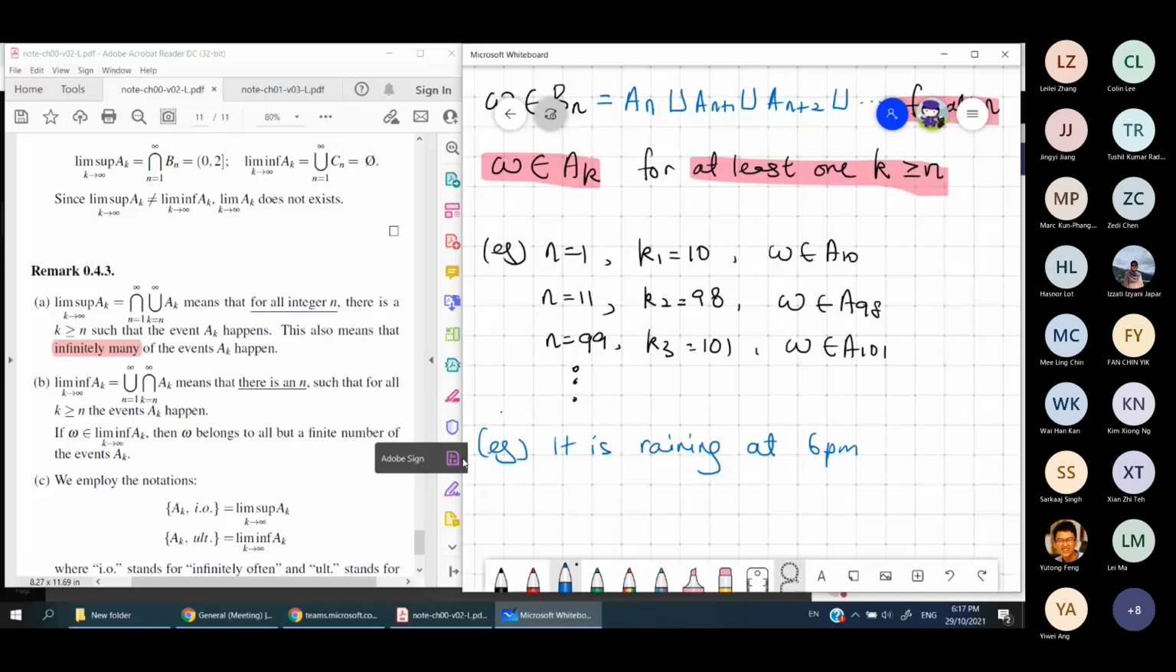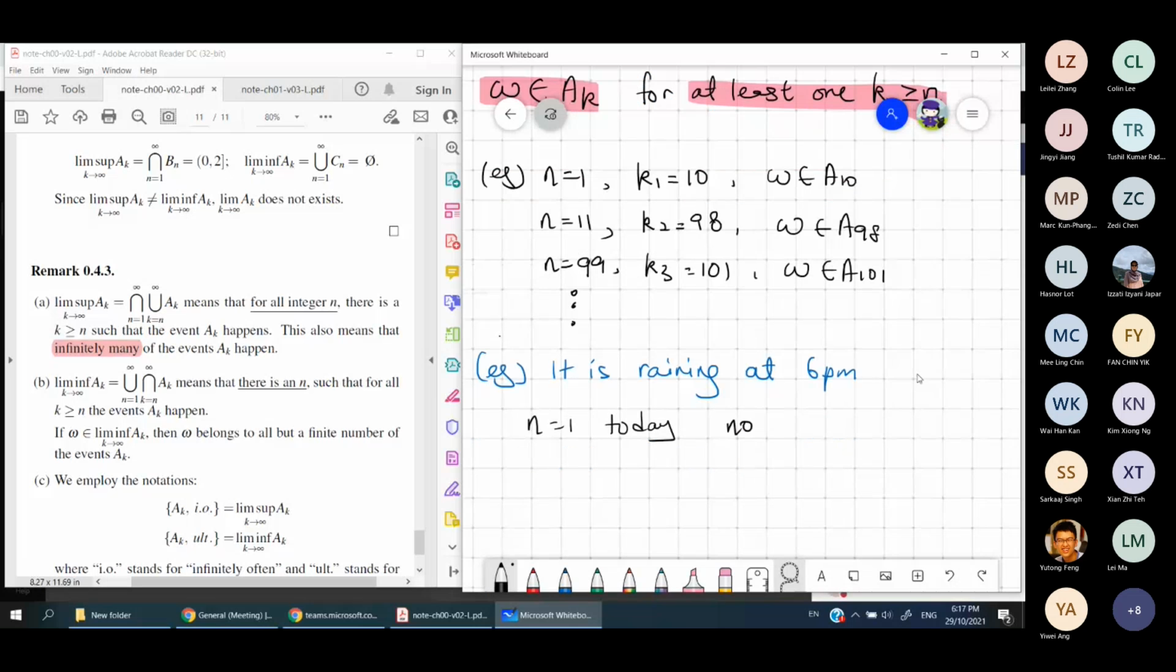Okay, it is raining at 6 p.m. So we don't know which. For example, today, no, right? Today is not raining. So when n equals 1, let's say 2 days, today the answer is no. Okay, we don't know whether it's going to rain or not at 6 p.m. tomorrow. So n equals 2, we don't know.